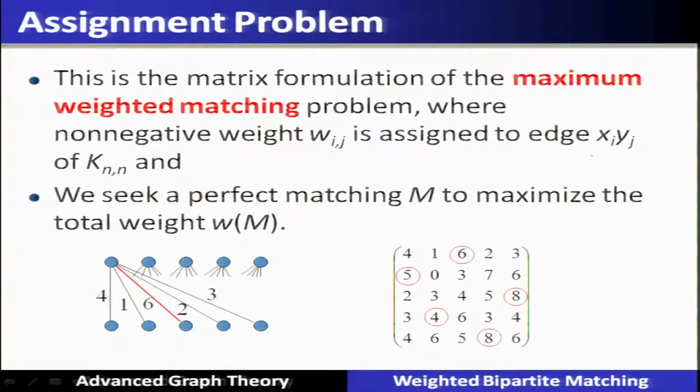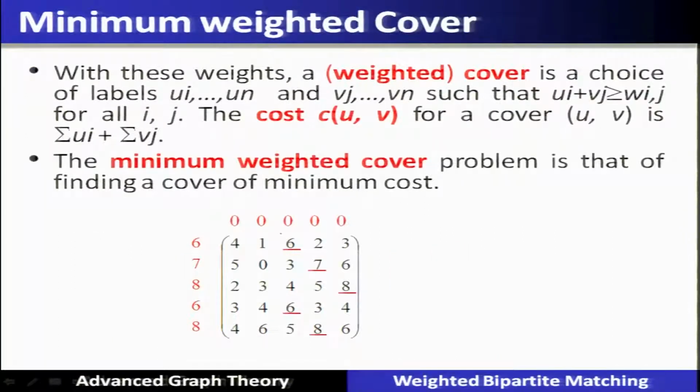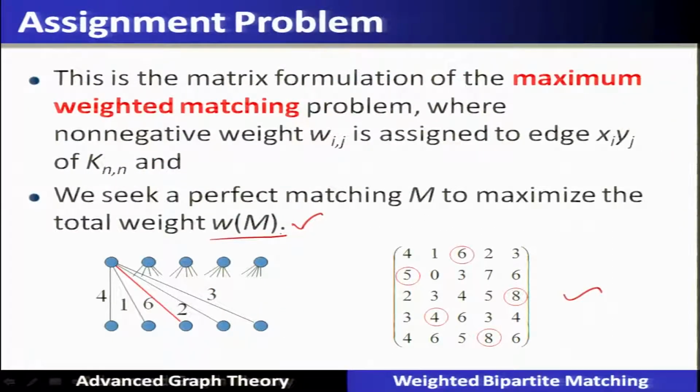So, we seek in this particular problem setting a maximum matching or perfect matching to maximize the total weight, that is W of M. So, this particular transversal we have to identify, so that when we sum these n positions, that will have the maximum total weight, and that can also be represented in this particular graph. So, the matrix version of a weighted bipartite matching is called an assignment problem.